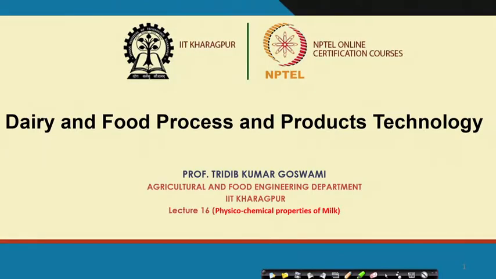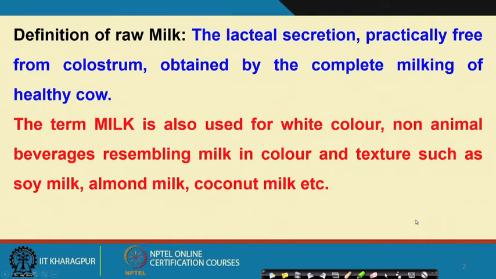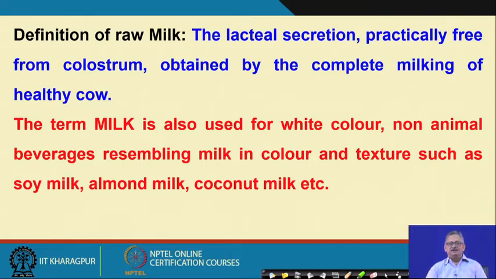So we start with milk as the liquid food and part of dairy, right? Then the first thing which comes to your mind is, what is milk? By definition, raw milk is defined as the lactal secretion, practically free from colostrum, obtained by the complete milking of a healthy cow. Look, in this definition, all the words matter. Number one, it is the lactal secretion, right?